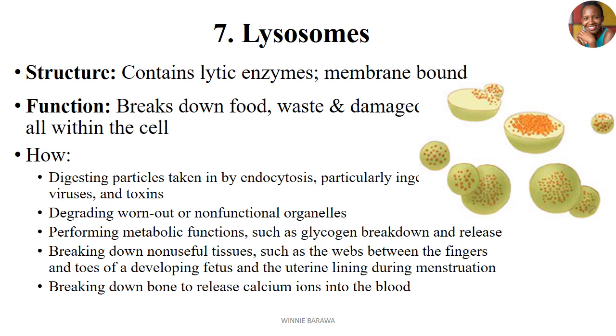So how does the lysosome do this? The lysosome is able to do this using different methods. For example, the lysosome can digest particles taken in by endocytosis, specifically ingested viruses and also toxins. The other way of destroying is that it degrades any worn out or non-functional organelles. The lysosome also performs metabolic functions, including glycogen breakdown and release. It has other functions, including breaking down non-useful tissues, such as the webs between the fingers and toes of a developing fetus and the uterine lining during menstruation. And the last bit is breaking down bone to release calcium into our blood.